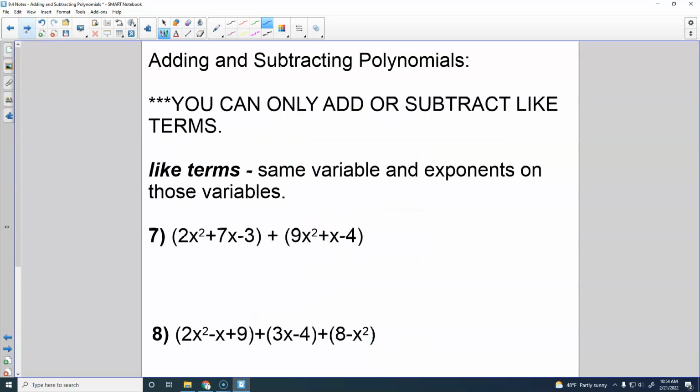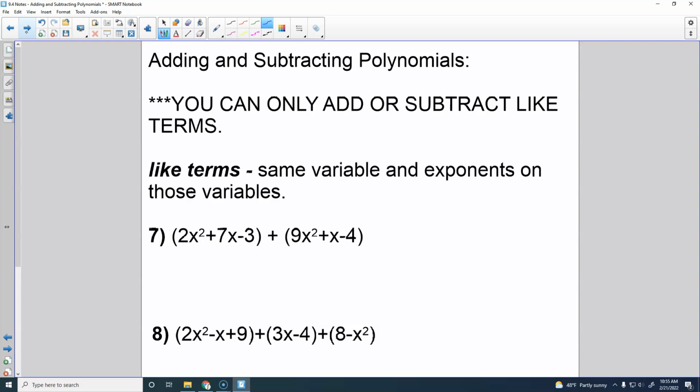All right, so let's talk about adding and subtracting polynomials. That's our main goal for today, to be able to add and subtract polynomials. This is really important, and we've talked about it before, but it's going to be even a little bit more difficult today. You can only add or subtract like terms. We've talked about this before when we were solving equations, because if you had a 2x, you couldn't subtract 5 from it because the 5 did not have an x with it, right? They were not like terms.